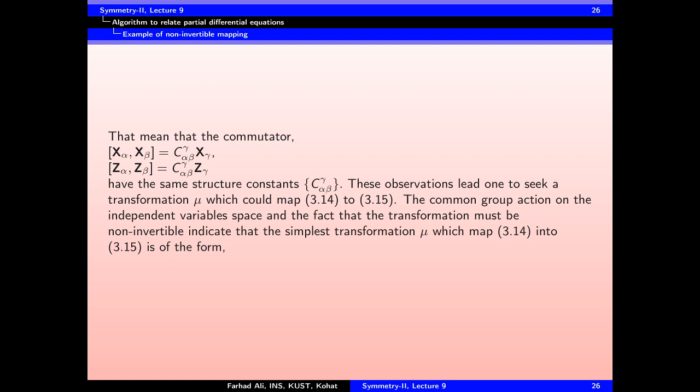Also we can calculate these structure constants. If they are the same, then we can proceed. So on the basis of the structure constants being the same, we can proceed toward the mapping mu. We can define a mapping. There exists a mapping between the two spaces.